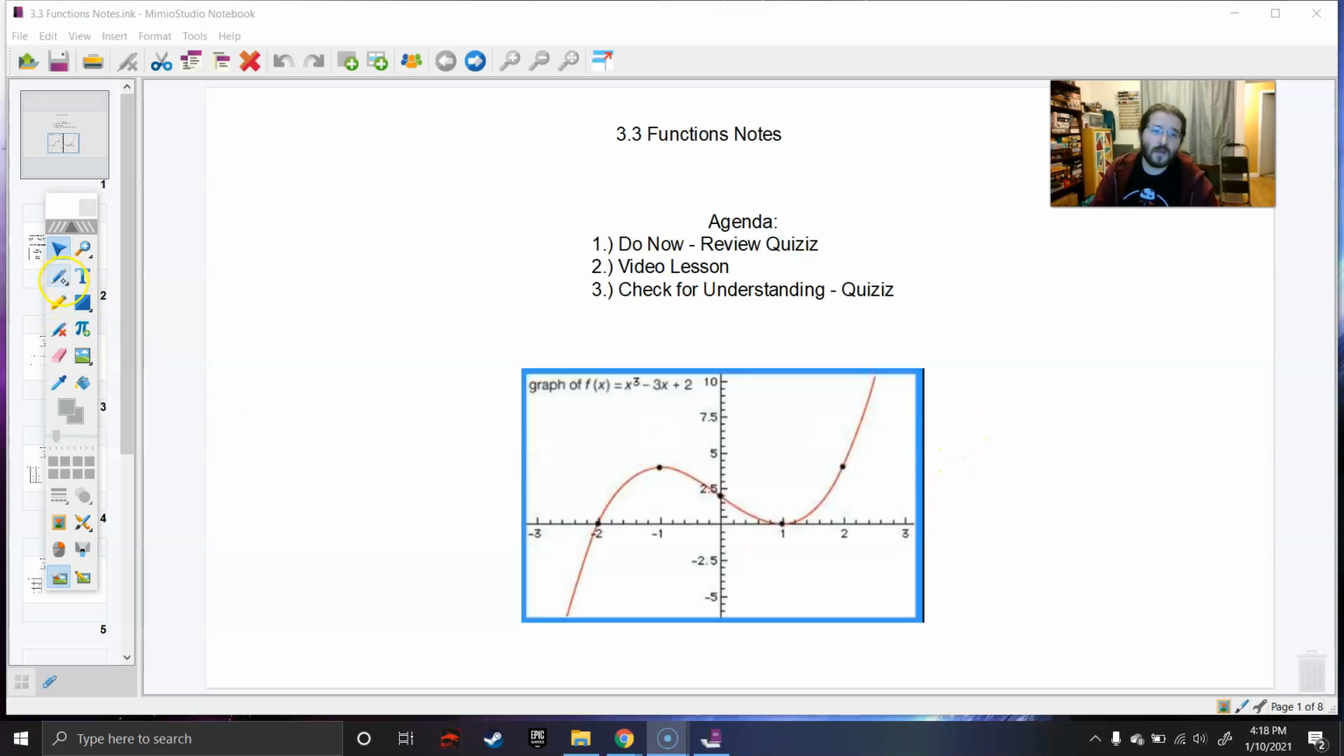So today we're going to be going over functions and some short notes on this. So our agenda for today, if you haven't completed it already, make sure that you complete the review quizzes. We'll have this video lesson and then we'll have a check for understanding after this.